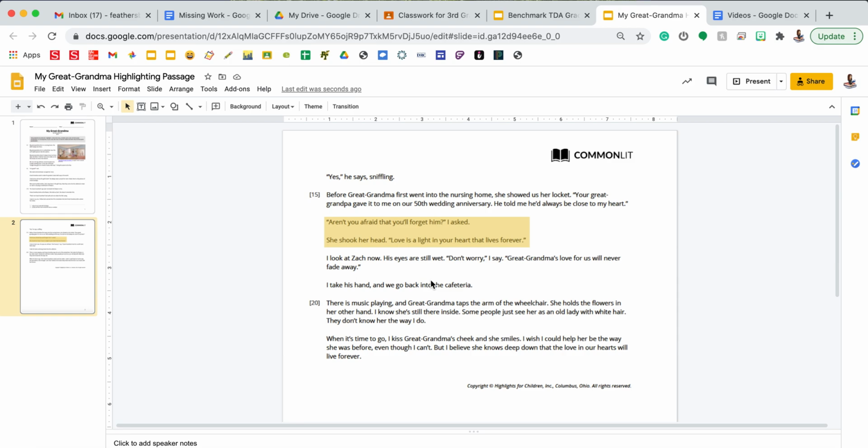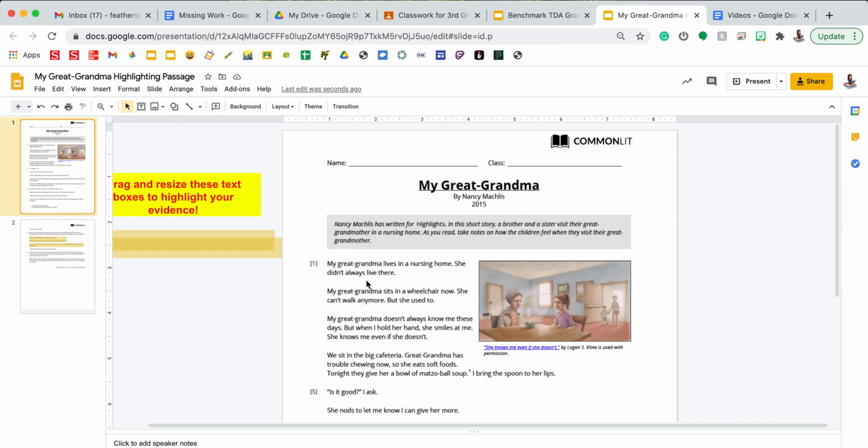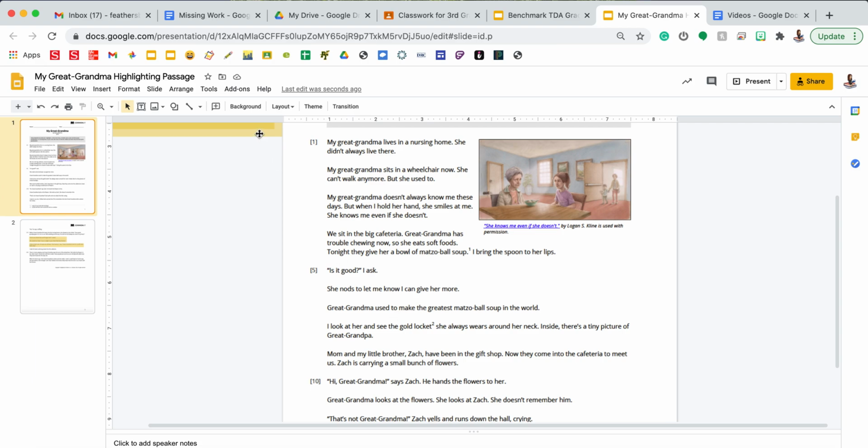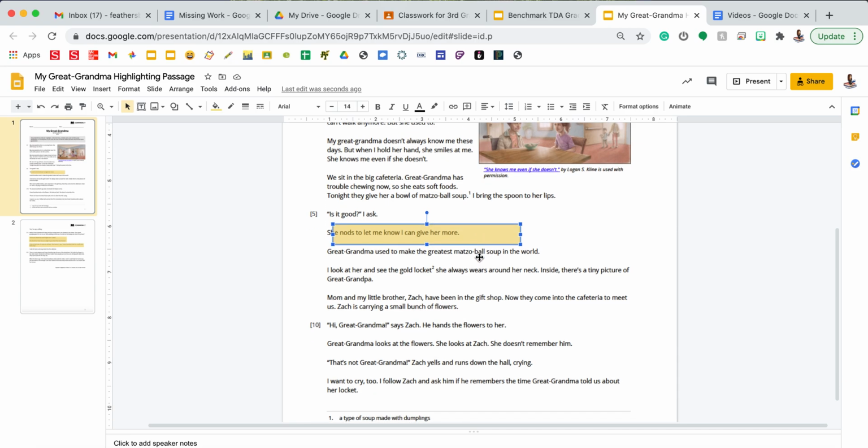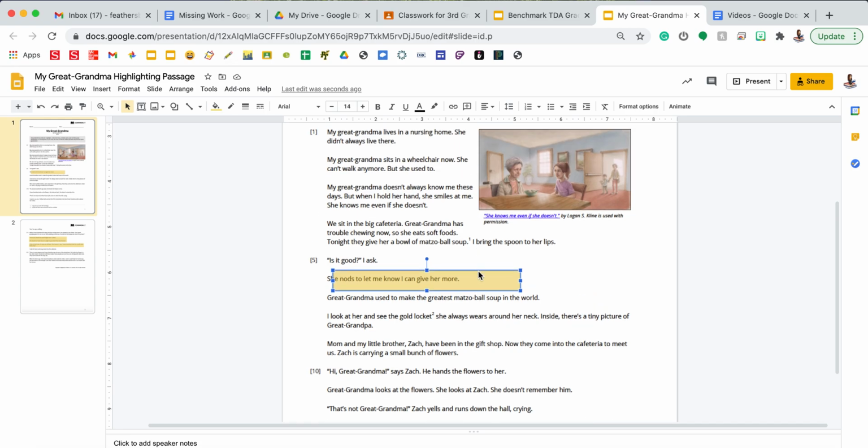The next piece of evidence that I like is the paragraph underneath. Specifically, when she says, "Don't worry," I say, "Great Grandma's love for us will never fade away." And the other piece of evidence I like is actually on the first page. It's when the girl is holding her grandma's hand and she knows her grandma's not quite remembering her, but she knows deep down that her grandma still loves her and remembers her. So that was in paragraph 3 here.